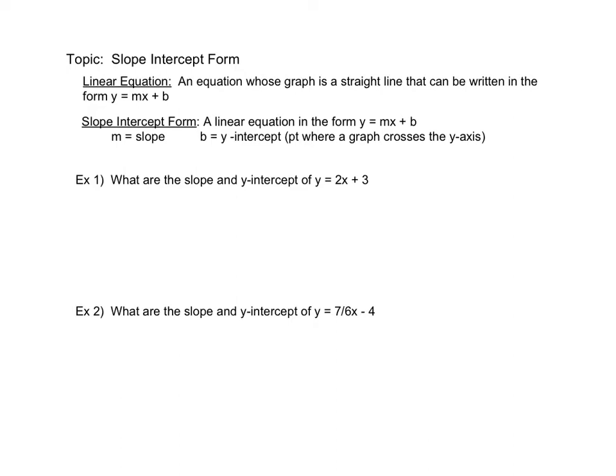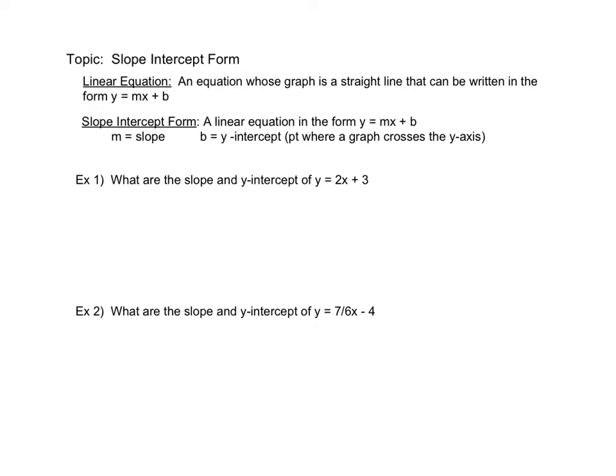The reason we refer to it as slope-intercept form is because it is very easy to pick out our slope and our y-intercept. Our slope is going to be the m in the equation, and our y-intercept is going to be the b in the equation. The y-intercept is the point where the graph crosses the y-axis.